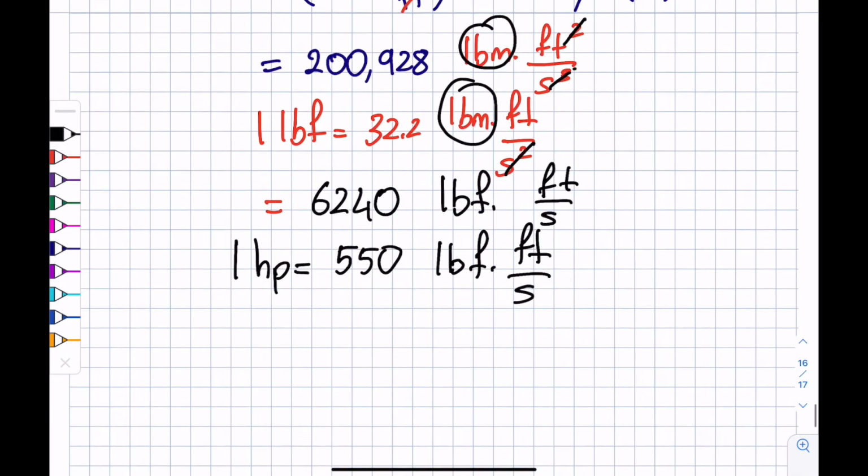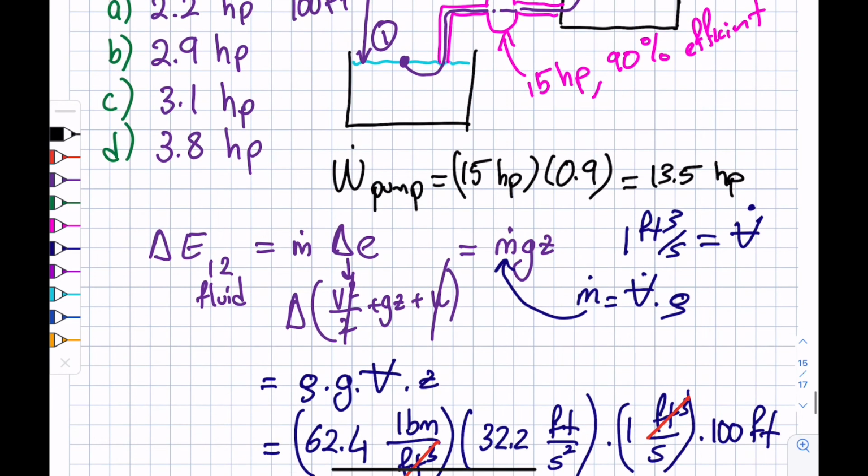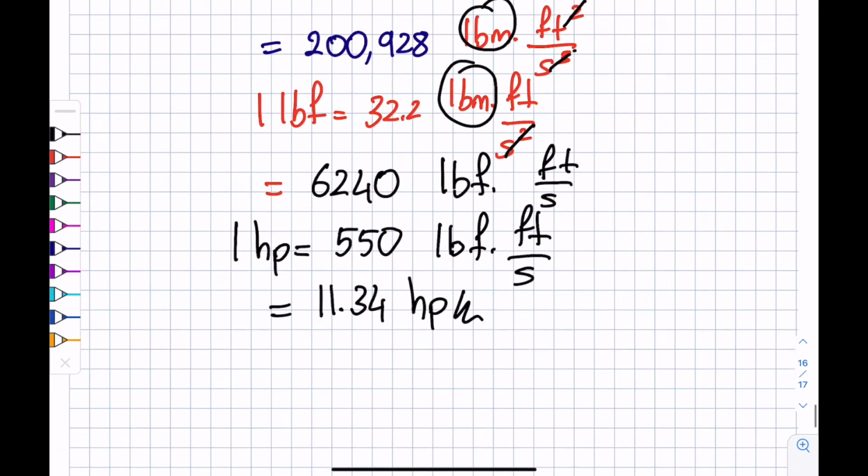Then I need to divide 6,240 by 550, and if I do it, I'll get the horsepower component as 11.34 horsepowers. So here's what's going on. I have 13.5 out of 15 going into the fluid to pump the fluid. But not all of it is used to change the energy of the fluid. Only 11.34 horsepower of that does.